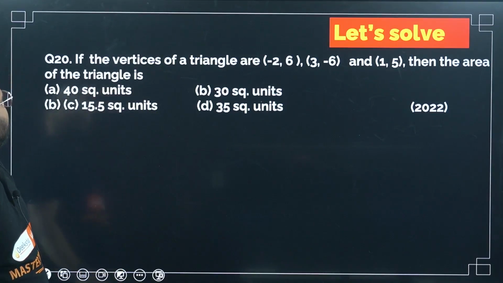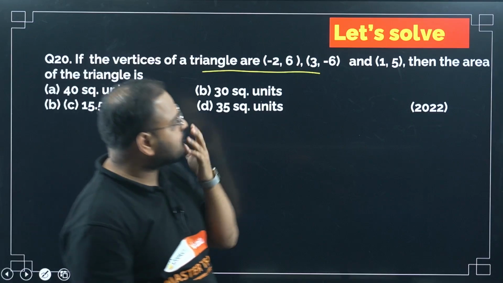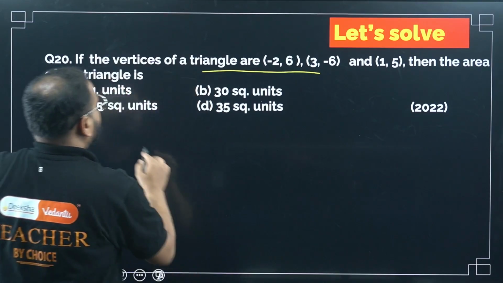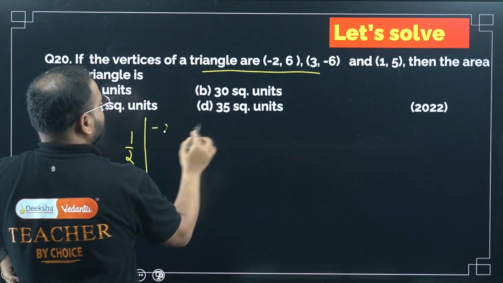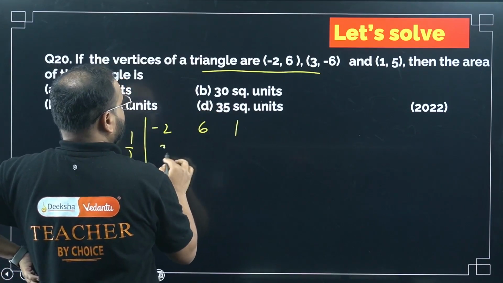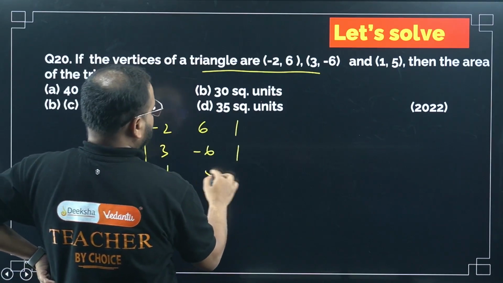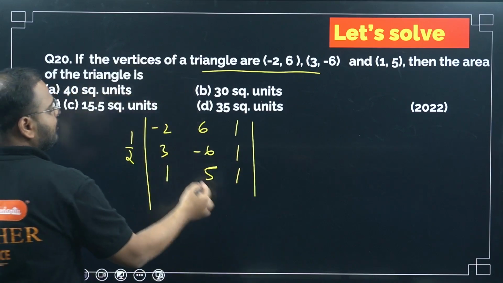Okay, a triangle is given. All of these are known variables. They are asking us to find the area. Area will be 1 by 2 times the determinant of minus 2, 6, 1; 3, minus 6, 1; and 1, 5, 1. Find the determinant of this.